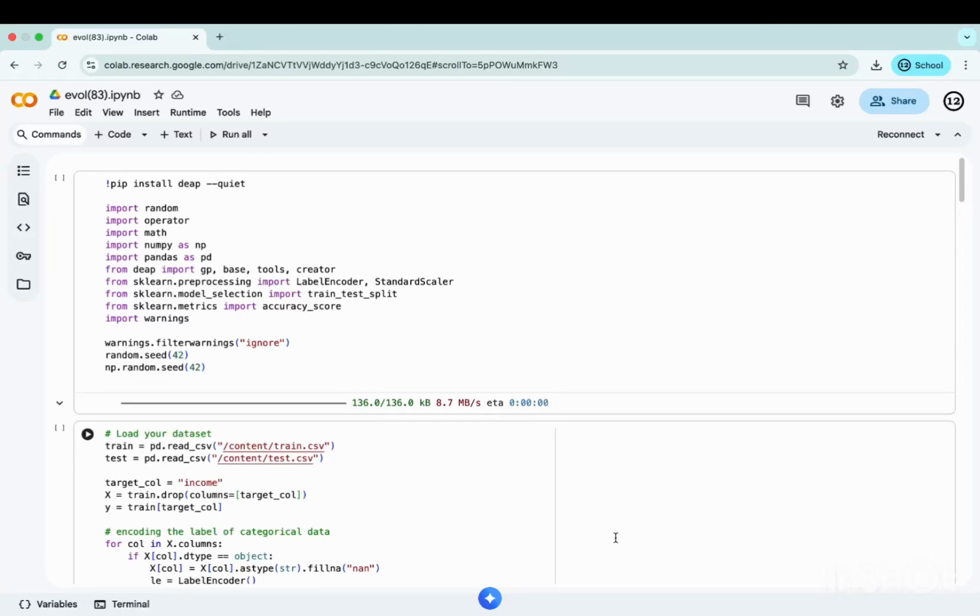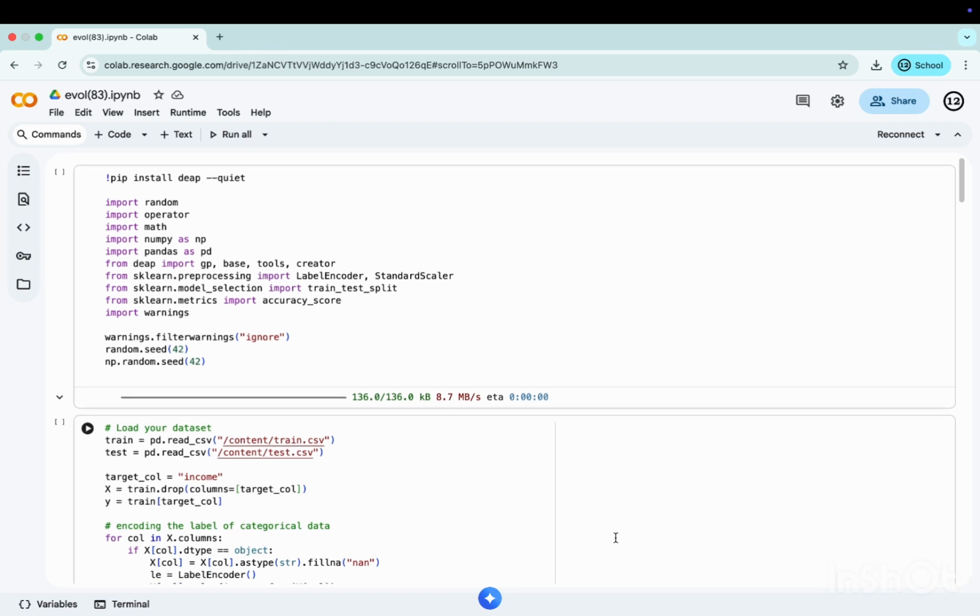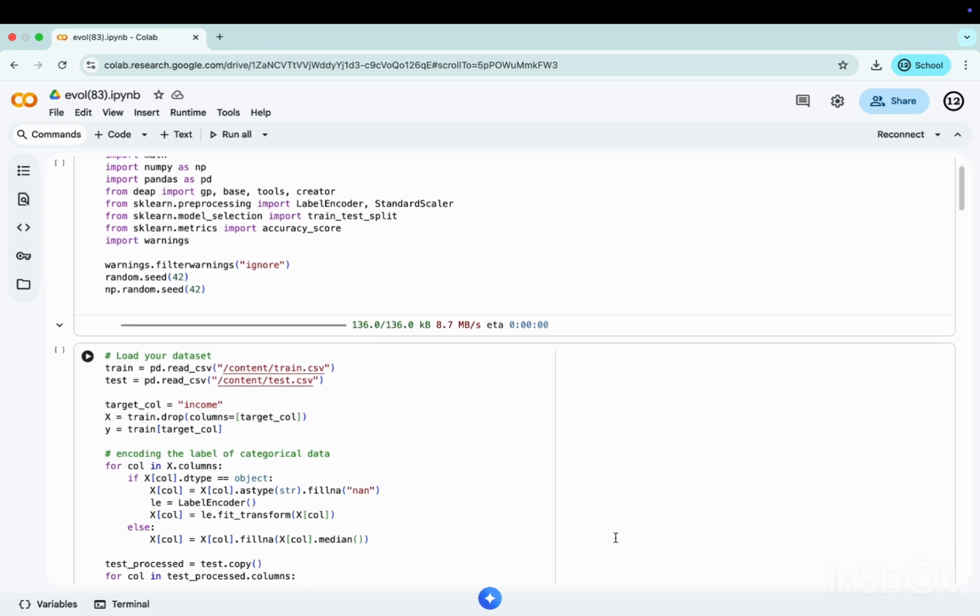For this problem, I used genetic programming. First I import the libraries, and the code begins by importing all the required packages for data handling, pre-processing, and building the genetic programming. Then the dataset files are read using pandas.read_csv.